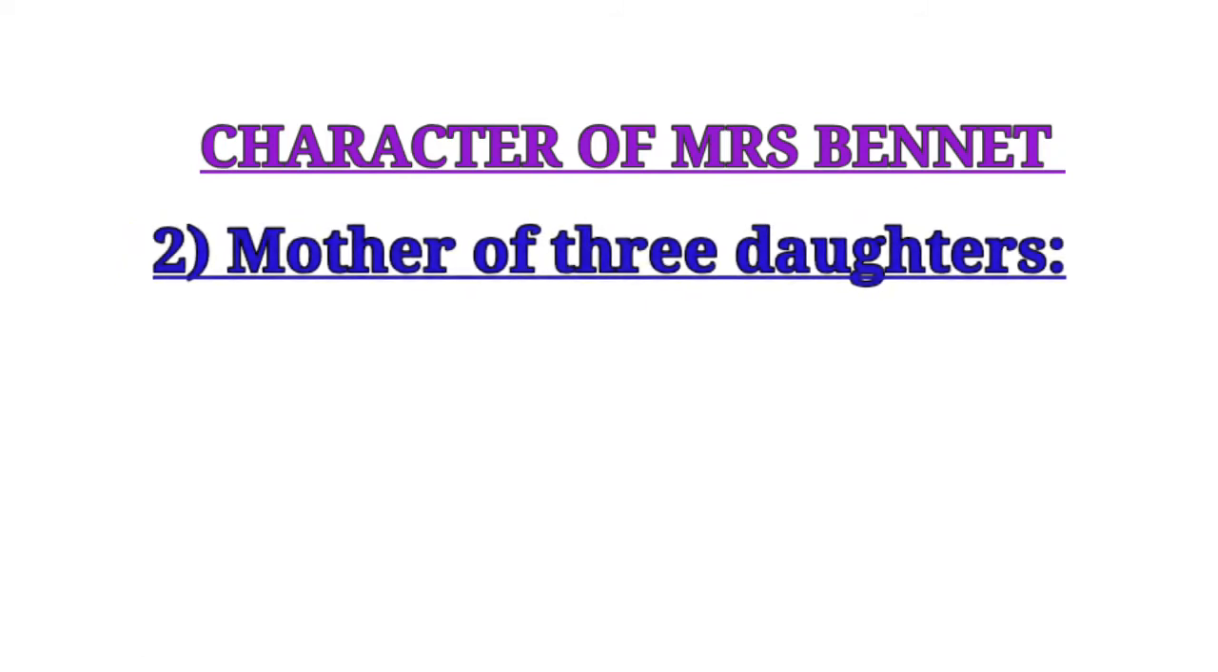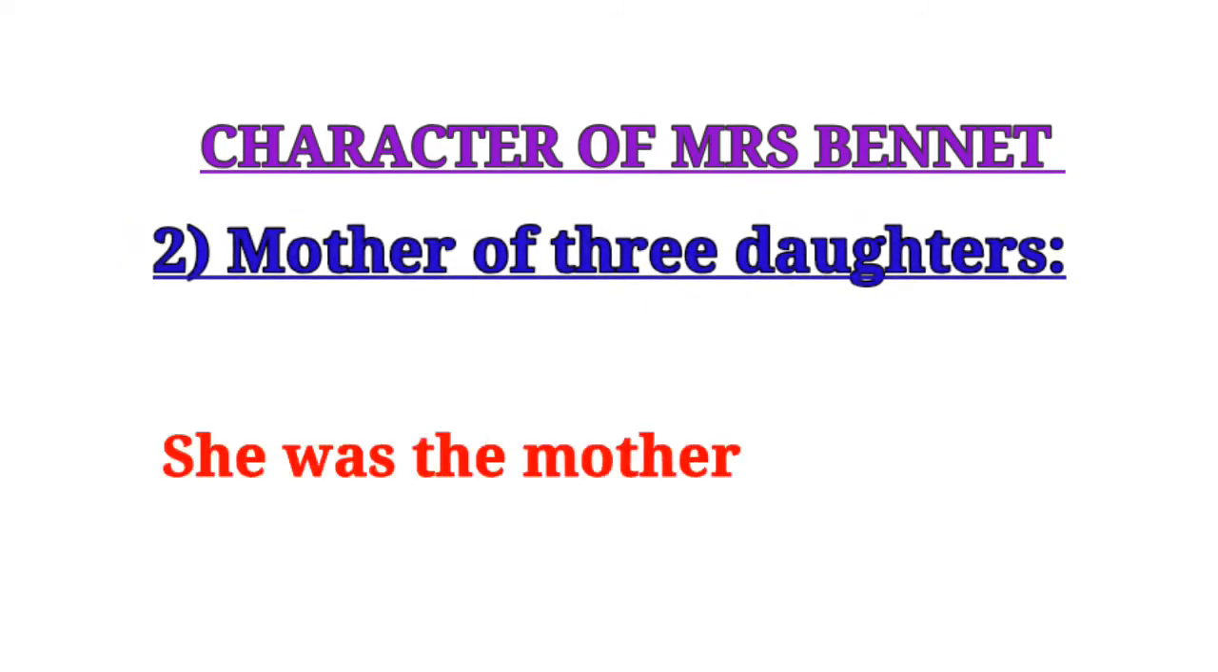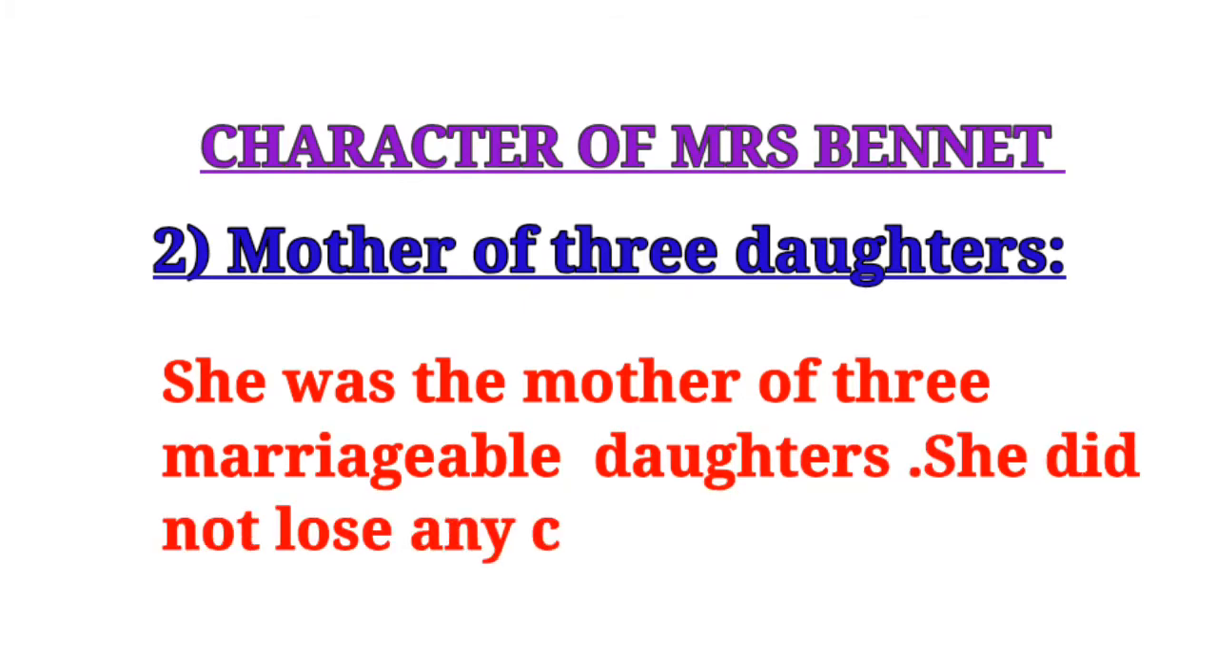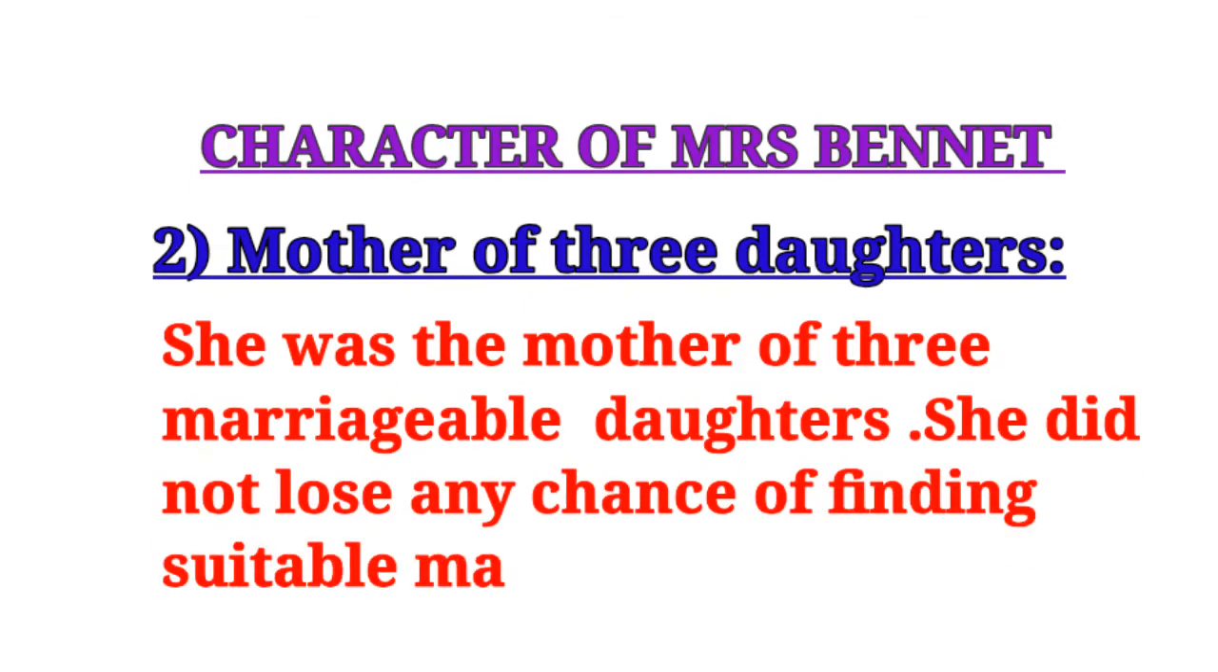Now, students, let us discuss the second main point of the character, that is mother of three daughters. She was the mother of three marriageable daughters. She did not lose any chance of finding a suitable match for them. She remained always worried and always in search of a golden opportunity for getting suitable matches for them.